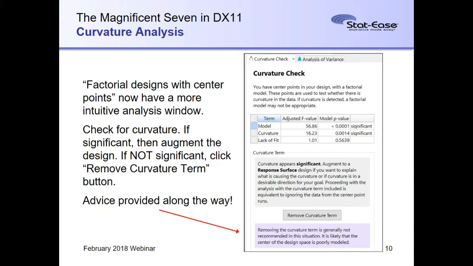However, you can just proceed with the analysis as is, which is basically equivalent to ignoring the data from the center point runs and proceeding with just the factorial analysis. If you don't have significant curvature, then you could actually remove that curvature term and thus simplify the analysis. So I'm going to demo both of those for you in just a few minutes.